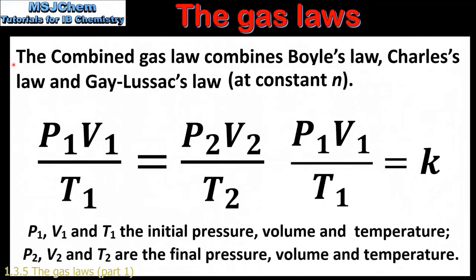The final gas law that we look at is the combined gas law, which combines Boyle's law, Charles's law, and Gay-Lussac's law. So the combined gas law is P1 multiplied by V1 divided by T1 is equal to P2 multiplied by V2 divided by T2. The combined gas law can also be represented as P1 multiplied by V1 divided by T1 is equal to a constant K. So that's all from this video.